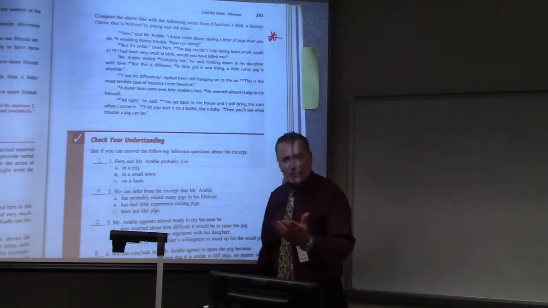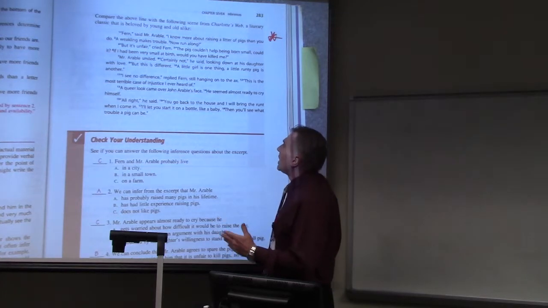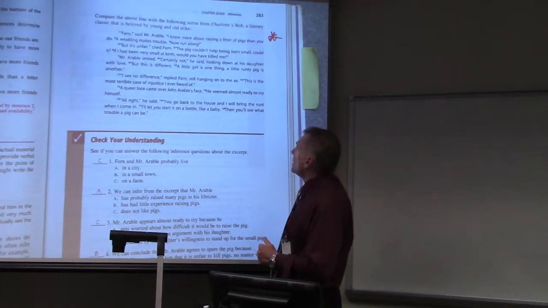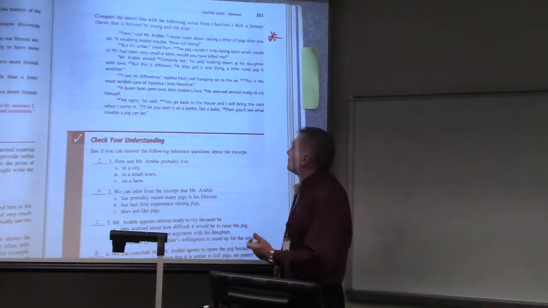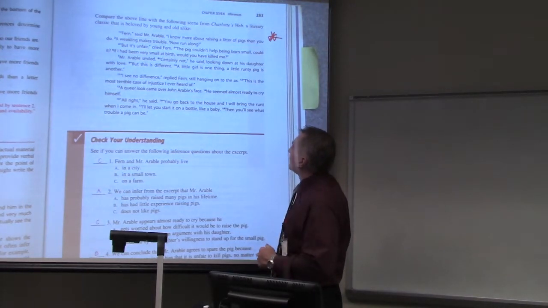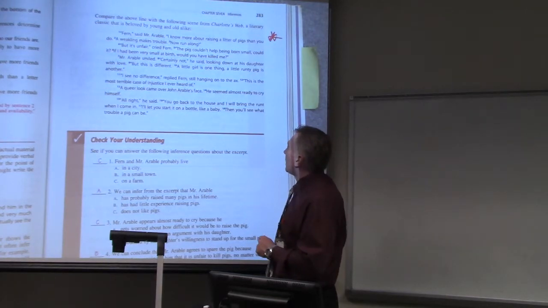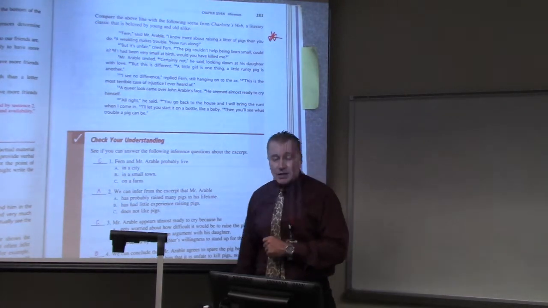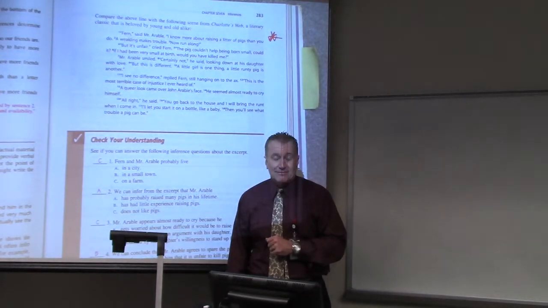A queer look came over John Arable's face. He seemed almost ready to cry himself. All right, he said, you go back to the house, and I will bring the runt when I come. I'll let you start it on a bottle like a baby. Then you'll see what trouble a pig can be.